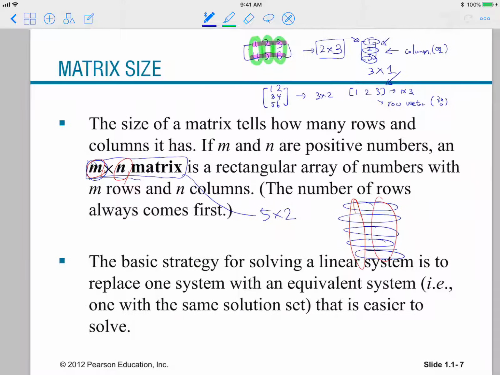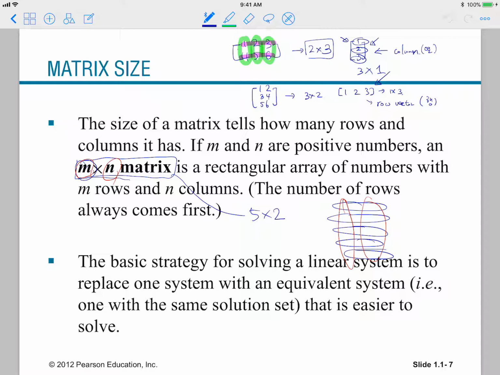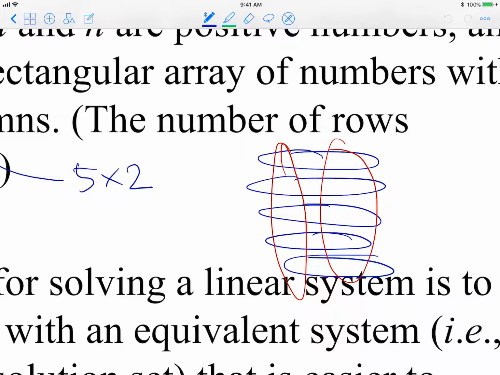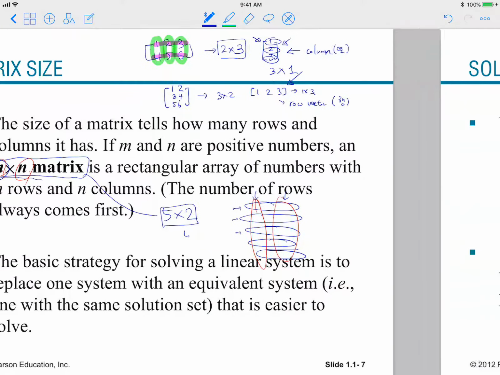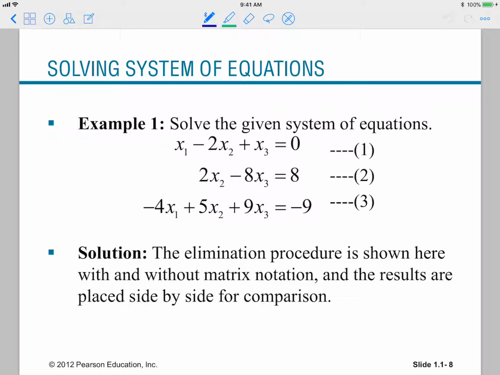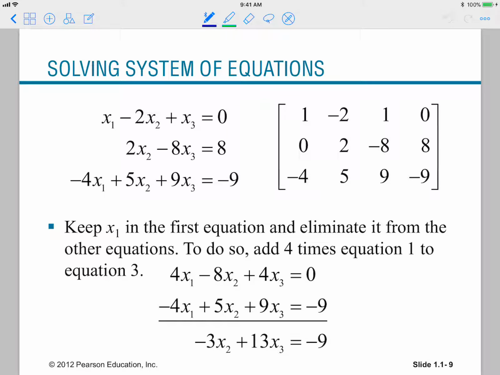Okay, then yeah, we studied about this size of the matrix, right? So in this case, we had 5 different rows and 2 different columns. So the matrix size is 5 by 2. Okay, then so today we will study how to systematically solve this linear system.